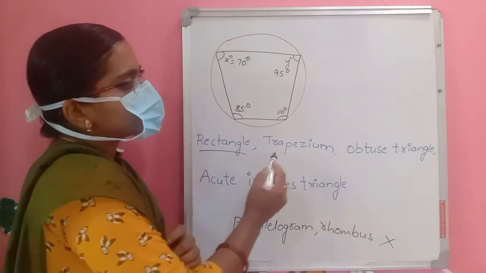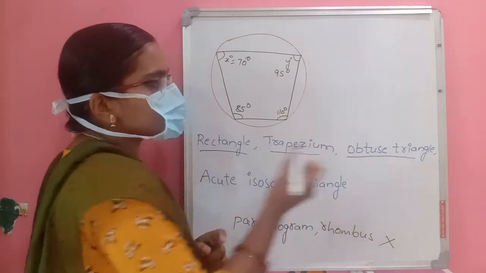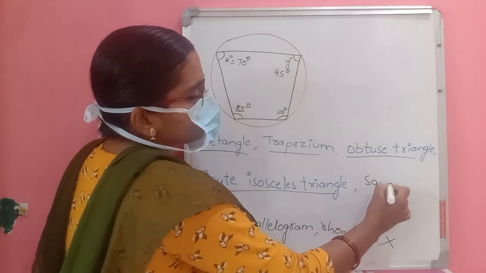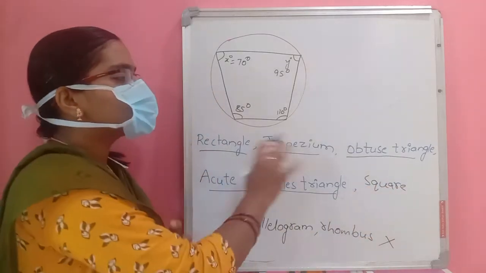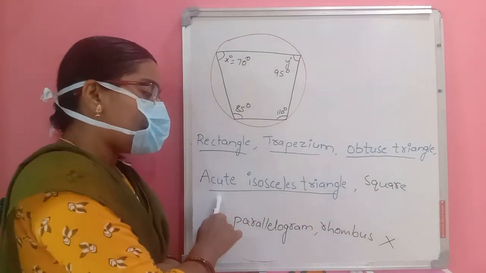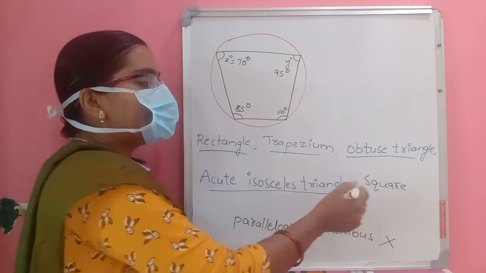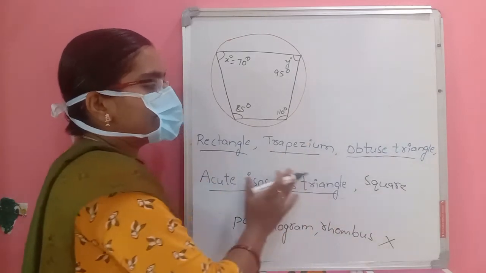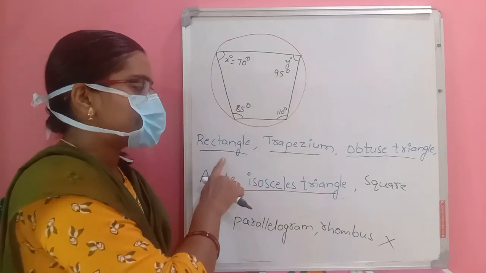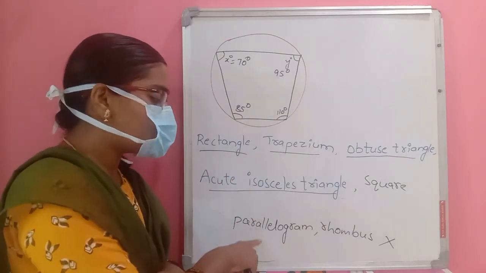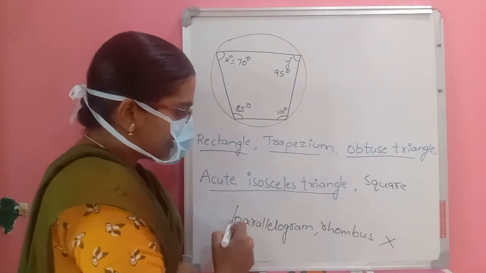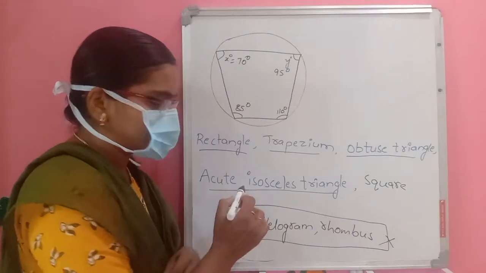A rectangle, trapezium, obtuse triangle, acute isosceles triangle, square. These are cyclic quadrilaterals. Rectangle, trapezium, obtuse triangle, acute isosceles triangle and square can form cyclic quadrilaterals, but a parallelogram except rectangle cannot. Rectangle is also a parallelogram. So parallelogram except rectangle, and rhombus except square, cannot form cyclic quadrilaterals.